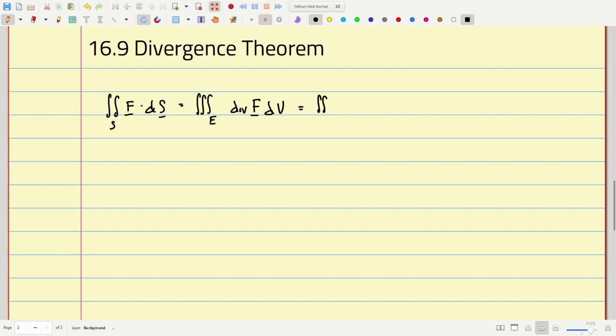And then we can write, of course, the divergence part using the vector operator notation. So we have this expression.